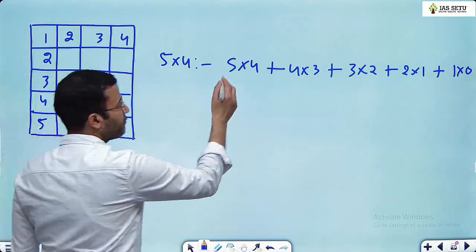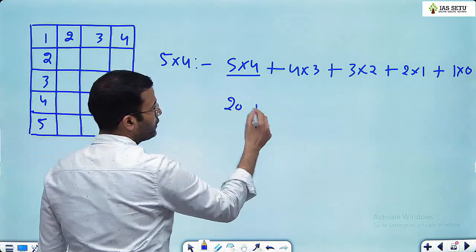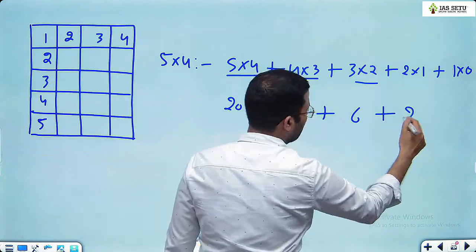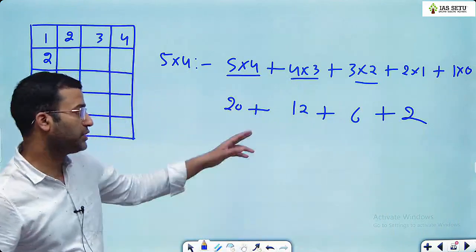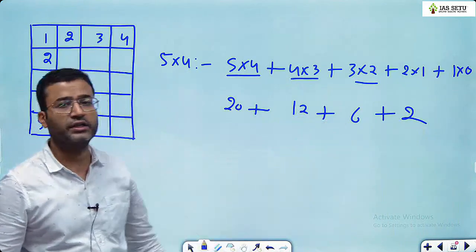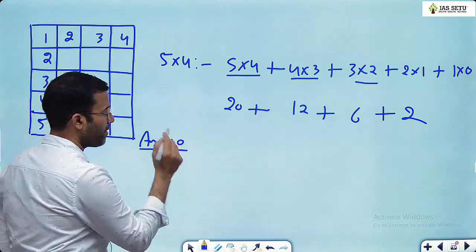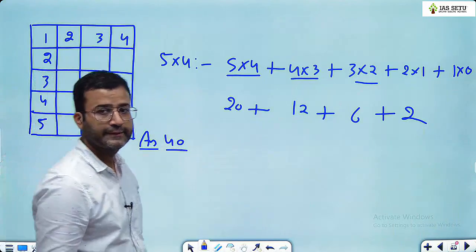So can we say 5 into 4 is 20, this is 12, this is 6 plus 2. 20 plus 12 is 32, 38, 38 plus 2 is 40. This given figure has 40 squares.